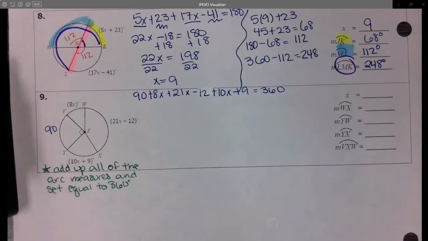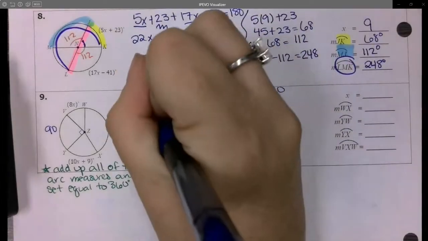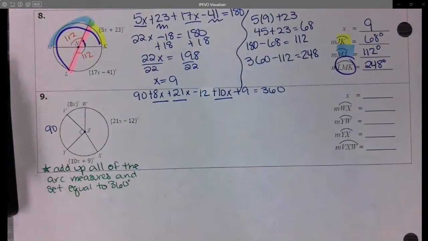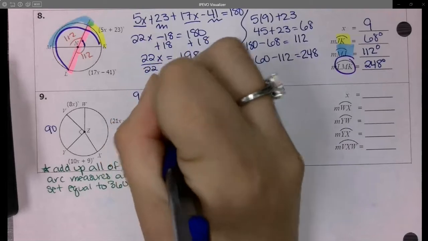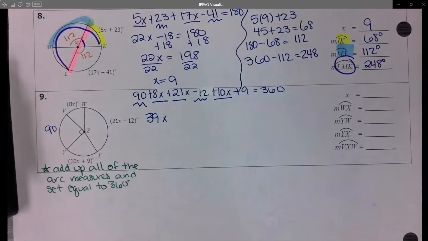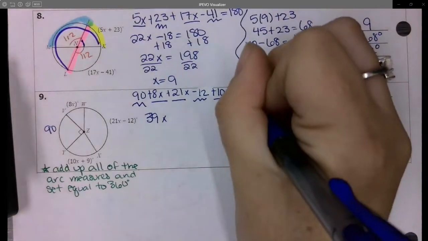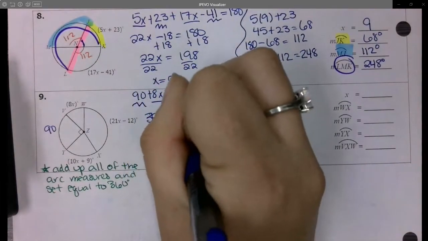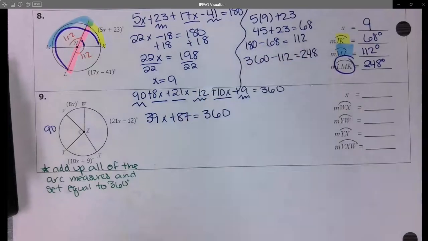Okay, so I can combine like terms. I'm going to do my x's first. So I have 8x, 21x, and 10x. So 8 plus 21 is 29, plus 10 is 39. Then I have 90 minus 12. Okay. 78 plus 9. 87 still equals 360.